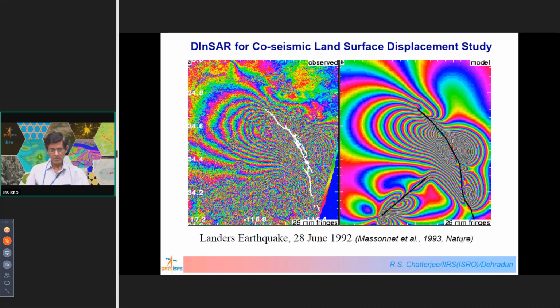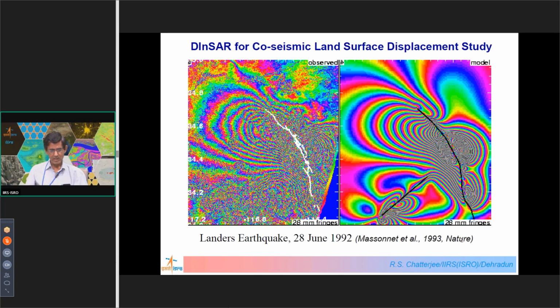Now coming to the spectacular differential interferogram, for the first time it was observed from the differential interferometric SAR technique. Okay, so co-seismic land surface displacement due to the Landers earthquake, and this is the first study using differential interferometric SAR. The Landers earthquake occurred on 28 June 1992, and the French space agency, that is the CNES group, Massonnet et al., for the first time generated a differential interferogram to show the displacement due to the Landers earthquake, and it was published in Nature.